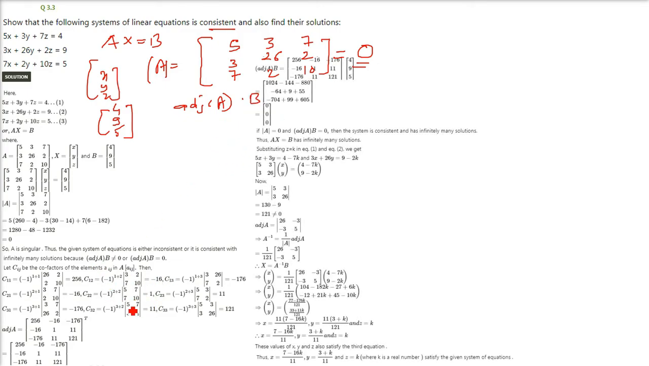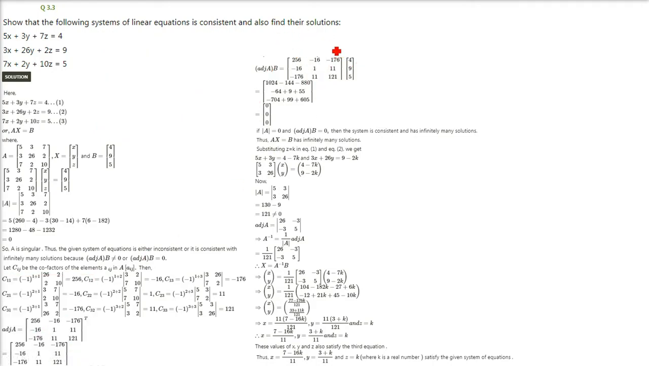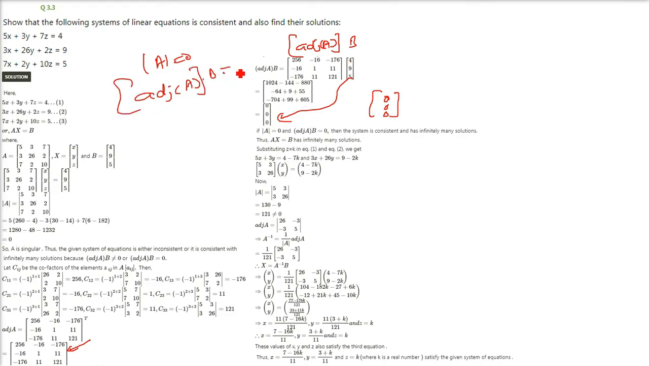I hope you'll be able to do that because adjoint of A we have already done a number of times. If you have been following my discussions, we have been doing it quite a lot now. So this is adjoint A. Cofactor matrix transpose is adjoint A, and multiply with B. B I already showed you, 4 9 5, and when you multiply it, it will be 0 again in this case. So when you have determinant of A as 0, adjoint of A multiplied by B is also 0, that means the equations have infinitely many solutions.